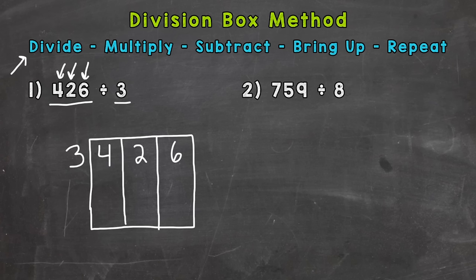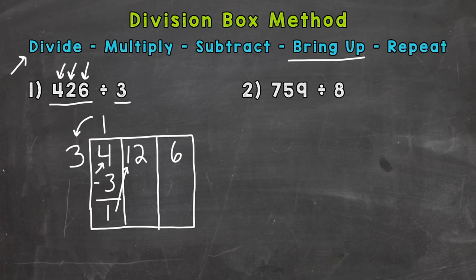So these are almost the same exact steps as traditional long division, except we have bring up instead of bring down. So let's start with divide, and we divide 4 by 3. So this 4 divided by 3. How many whole groups of 3 can we pull out of that 4? Well, 1. Now we multiply. 1 times 3 is 3. Subtract. 4 minus 3 is 1. Now we bring that 1 up. So we have 12. So we repeat the process now with that 12.